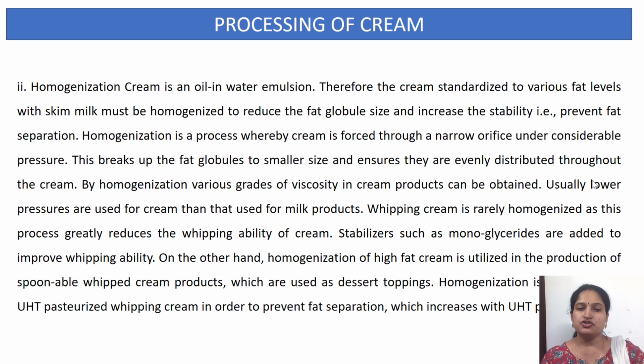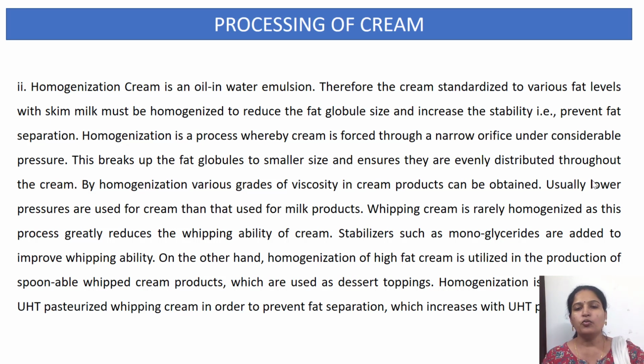By homogenization, various grades of viscosity in cream products can be obtained. Usually, lower pressures are used for cream than that used for cream products. Whipping cream is rarely homogenized, as this process greatly reduces the whipping ability of cream. Stabilizers such as monoglycerides are added to improve whipping ability.